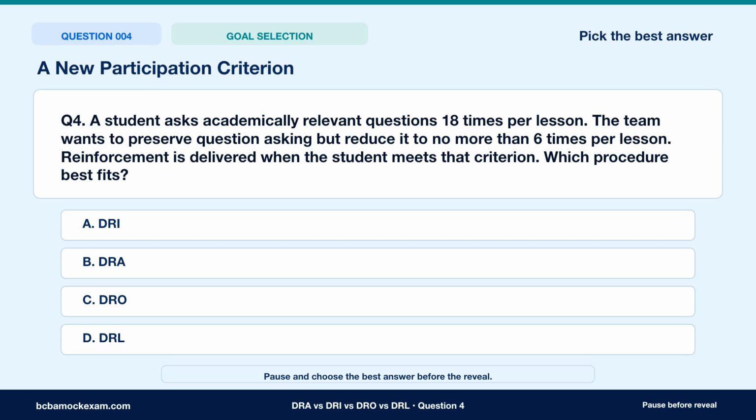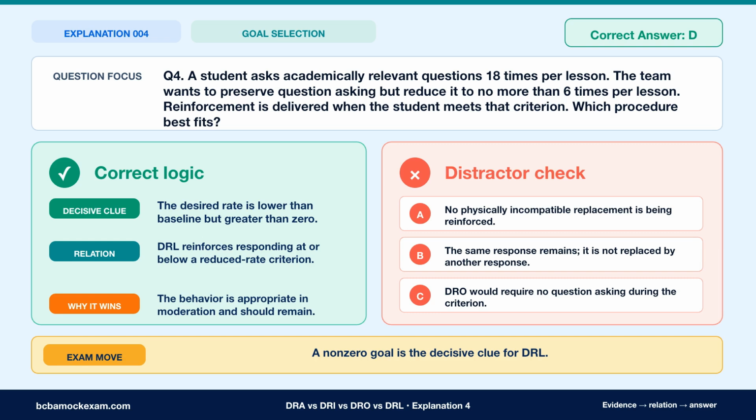Question 4. A student asks academically relevant questions 18 times per lesson. The team wants to preserve question asking, but reduce it to no more than 6 times per lesson. Reinforcement is delivered when the student meets that criterion. Which procedure best fits? The choices are A, DRI, B, DRA, C, DRO, D, DRL. Track the baseline, criterion, and fate of the original response. Pause and choose. The correct selection is D, DRL.